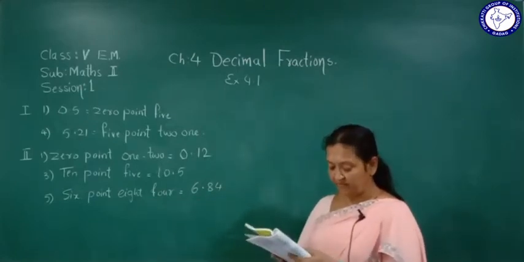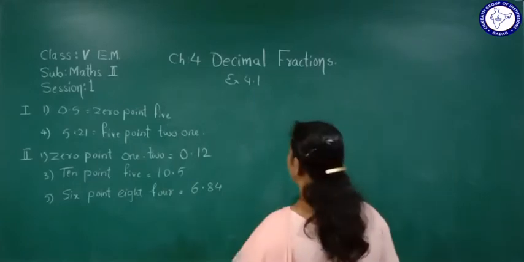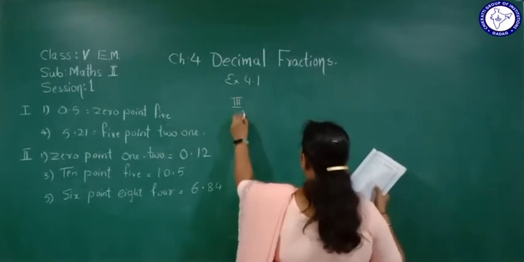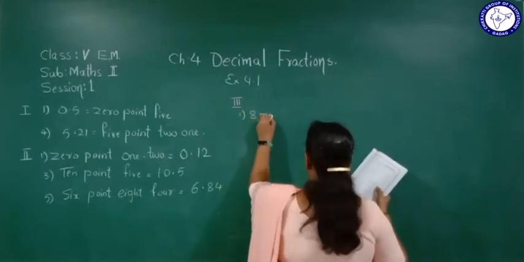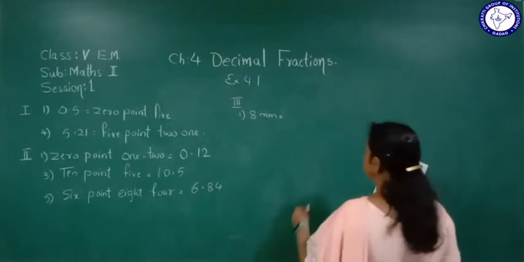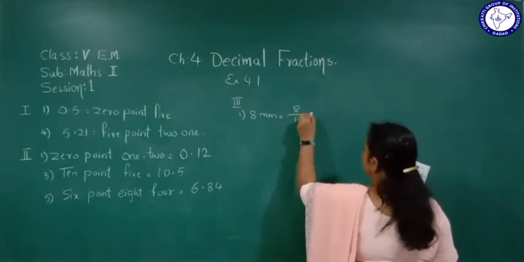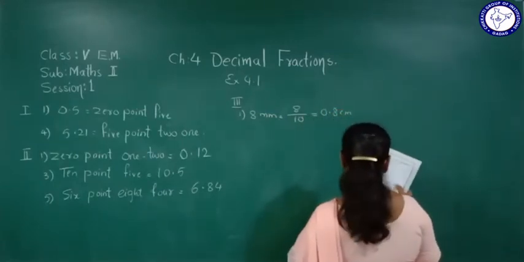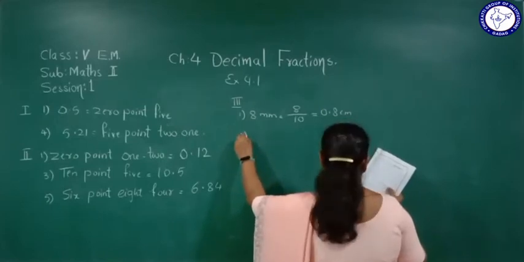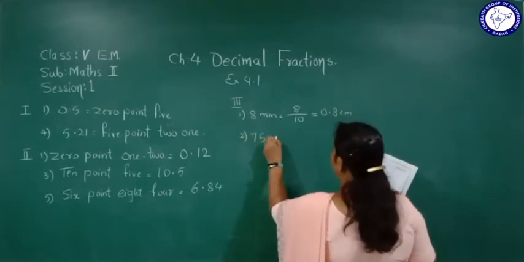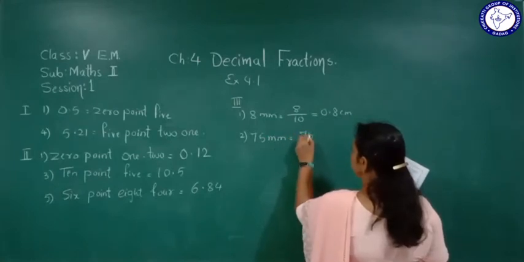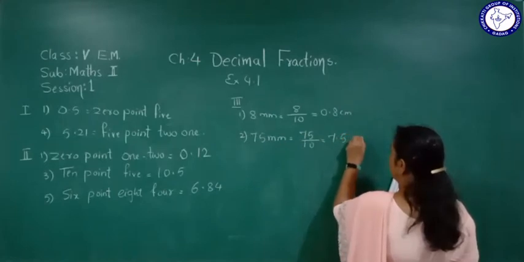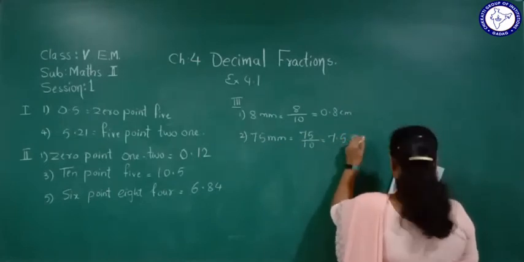Okay. Now fill in the blanks is given. Third main question. Here in the third main question, we have to fill up the blank. First one, it is 8 mm. So we know 8 mm is 8 by 10 centimeter, which is equal to 0.8 centimeter. Then second one, 75 mm, which is equal to 75 by 10 equals 7.5 centimeter.